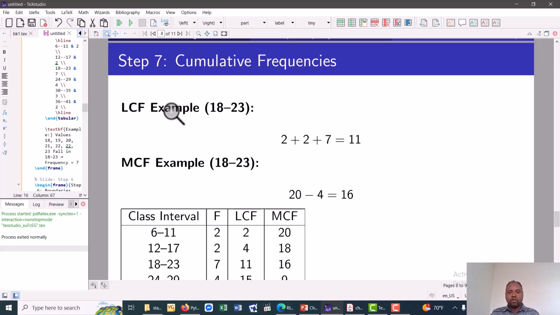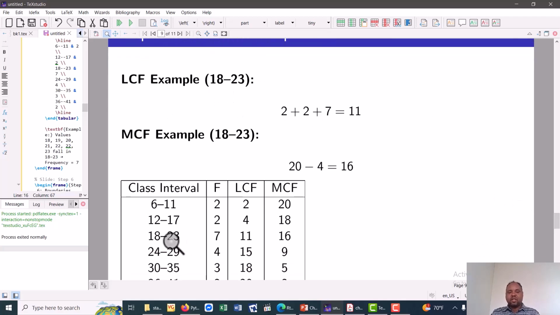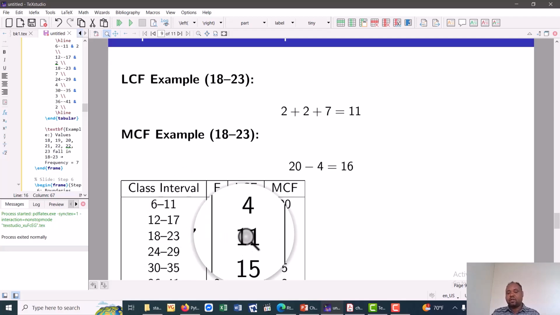For example, the less than cumulative frequency for our third class, 18 to 23, is 11. How can we compute it? Recall that computing less than cumulative frequency starts from the upper class limit of the first class. How many students have a score of 11 and below? We have 2 students. And how many students have a score of 17 and below? 2 plus 2 is 4. How many students have a score of 23 and below? This is 11.